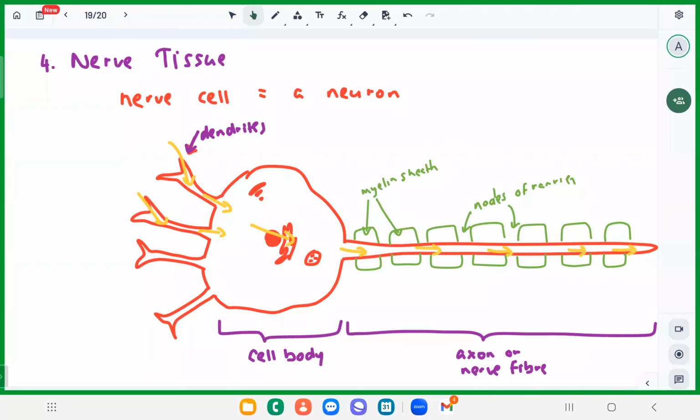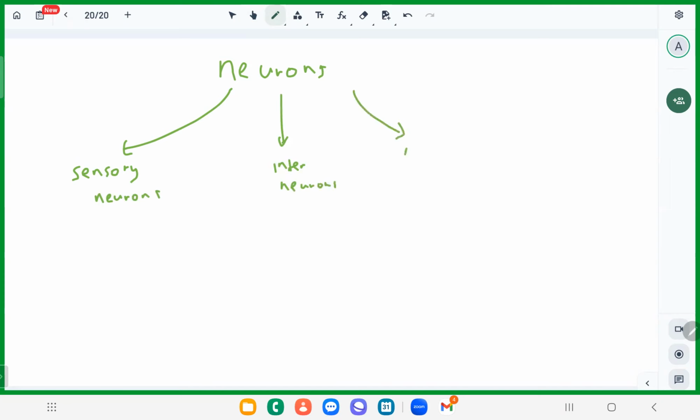Okay, so this is the basic structure of a neuron or a nerve cell. But in our body, there are actually three different types of neurons. They are called sensory neurons, interneurons, and motor neurons. There are three types of neurons in our body.